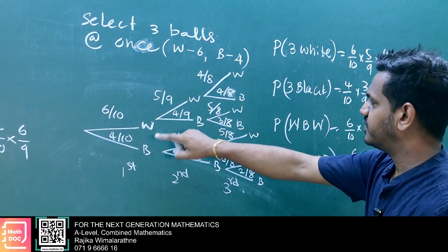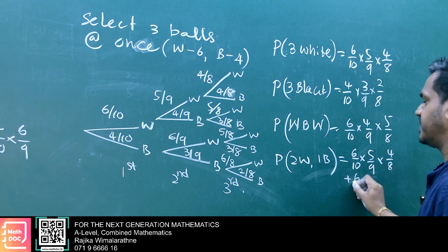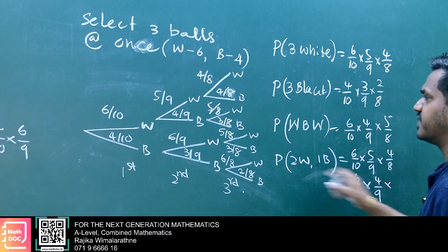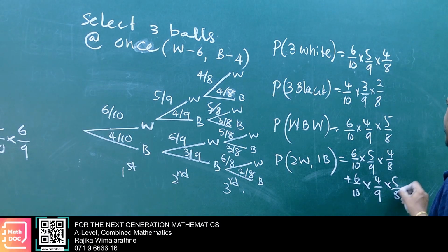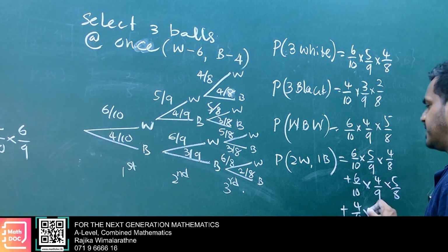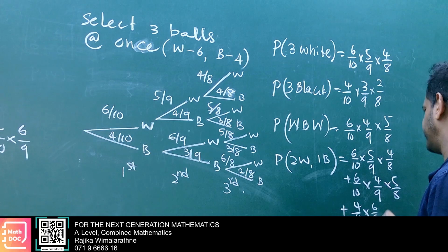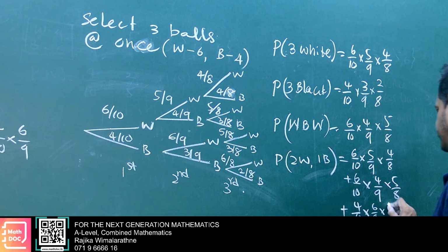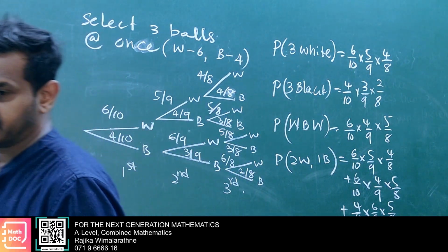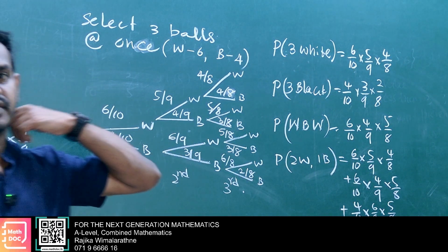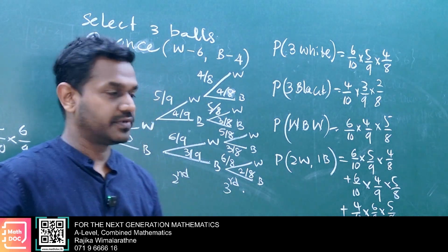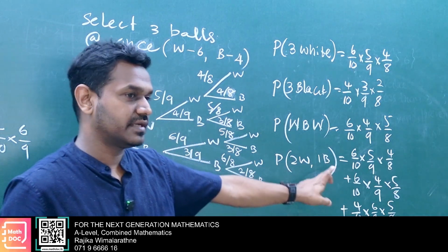White, white, black. White, black, white: 6 over 10, 4 over 9, 5 over 8. Plus black, white, white: 4 over 10, 6 over 9, 5 over 8. No any other combinations. So by the tree diagram, we consider sample space kind of thing, no? Then all possible outcomes. Then 2 white, 1 black.